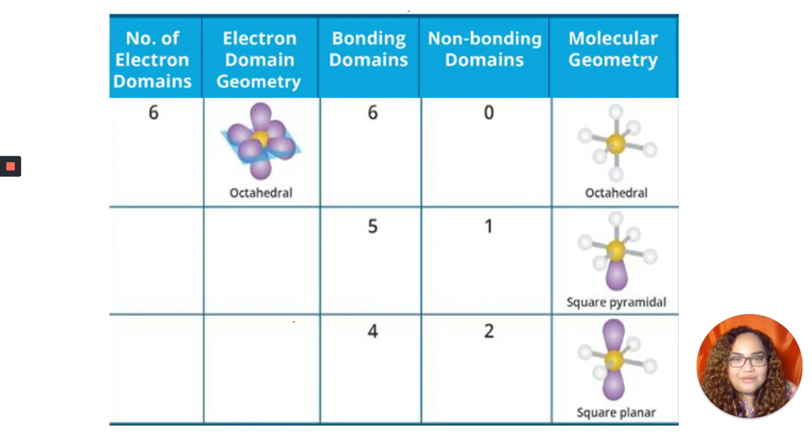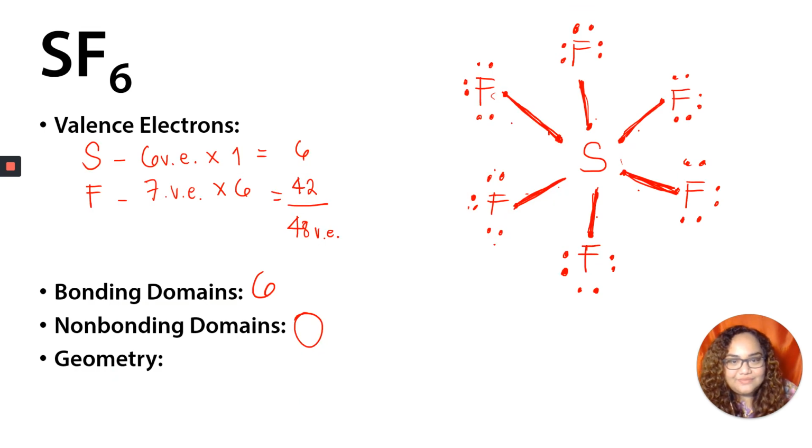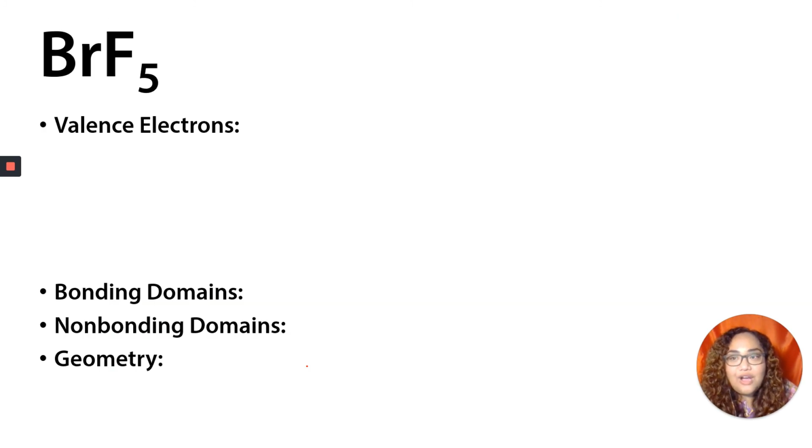So let's look at the geometry. So which of the following would be correct? That would be this and this one. So the geometry will be octahedral. Okay. And now we're down to, I think this is the last one.